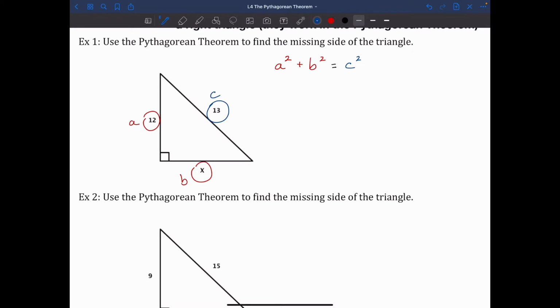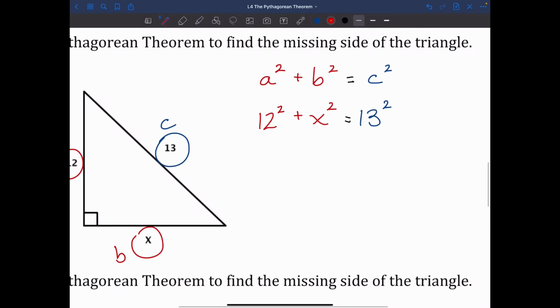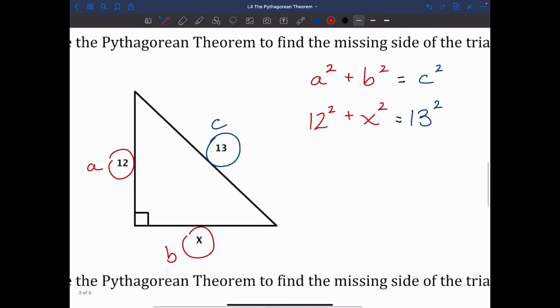All I'm going to do here is plug in all those pieces that we know about. So c was that 13, so 13 with a little squared on it. a was 12, so 12 squared. And as far as the b goes, we didn't know what that was. b was just x, so x squared. This is all we're doing: we're setting it up using our Pythagorean theorem, and from here we can just solve this out.